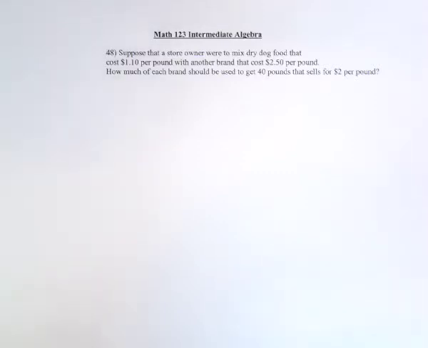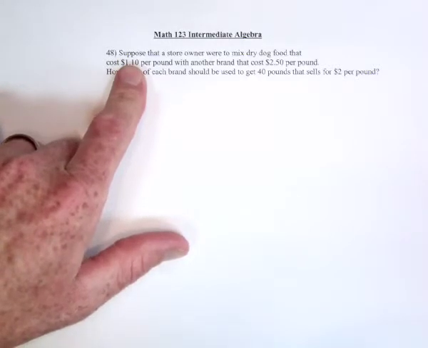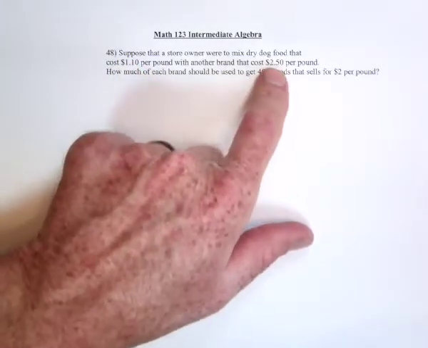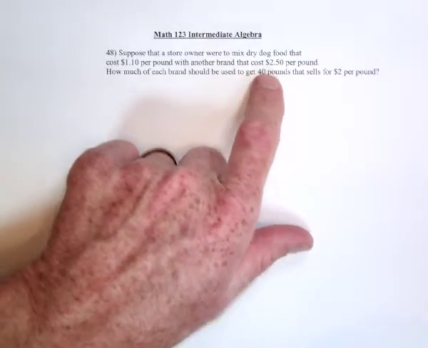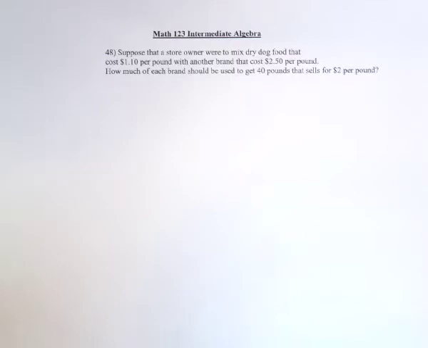Instead of dog food, it could be some type of chemistry thing. Instead of money, this would be like, this one is this percent bleach and this one is this percent bleach, and mix the two to get 40 gallons that's this percent bleach. These show up quite a bit throughout algebra and pre-calculus.